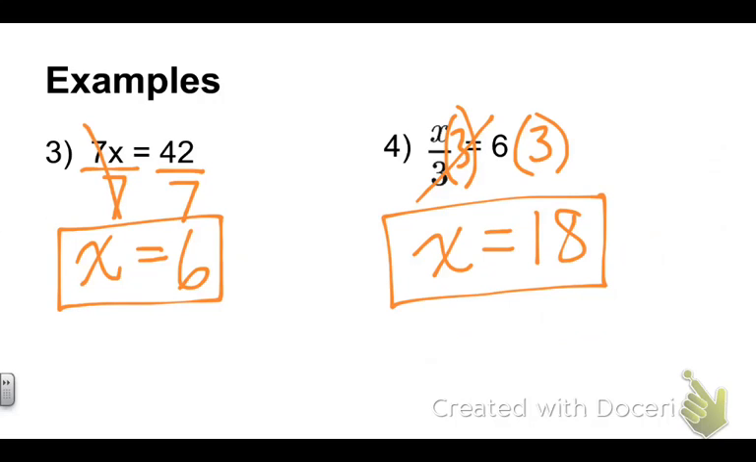A lot of mistakes that will be made is people will see those numbers there and go, oh, it's 2. No, all right, 2 divided by 3 is not 6. You need to do the opposite of dividing by 3, which is multiplying by 3.